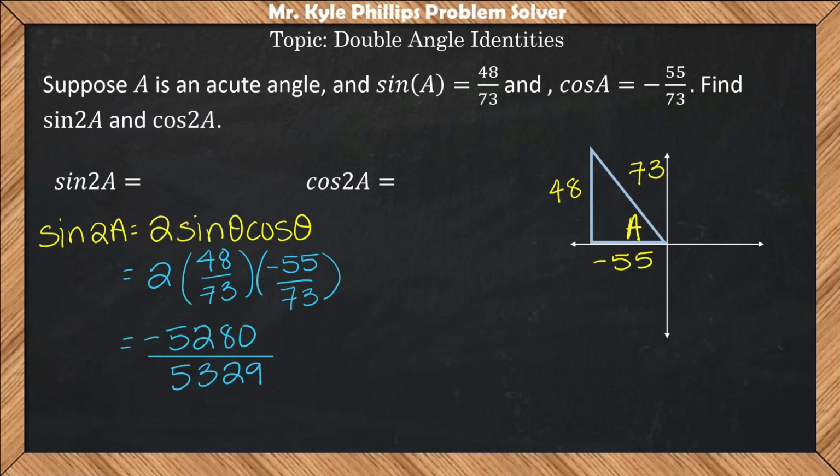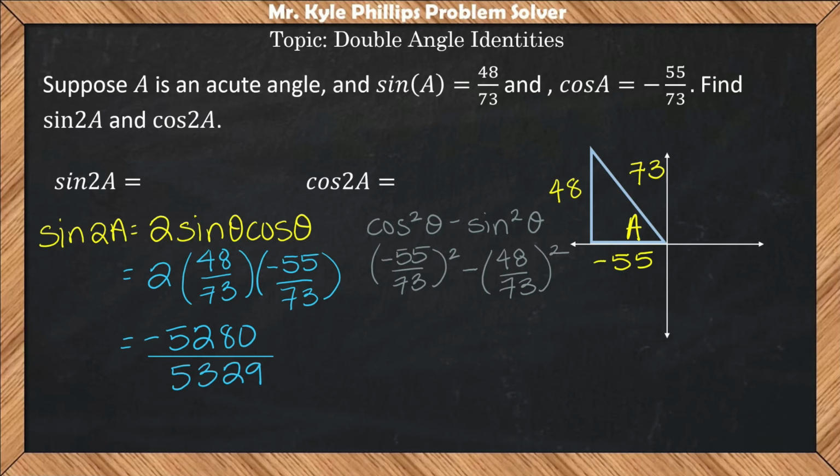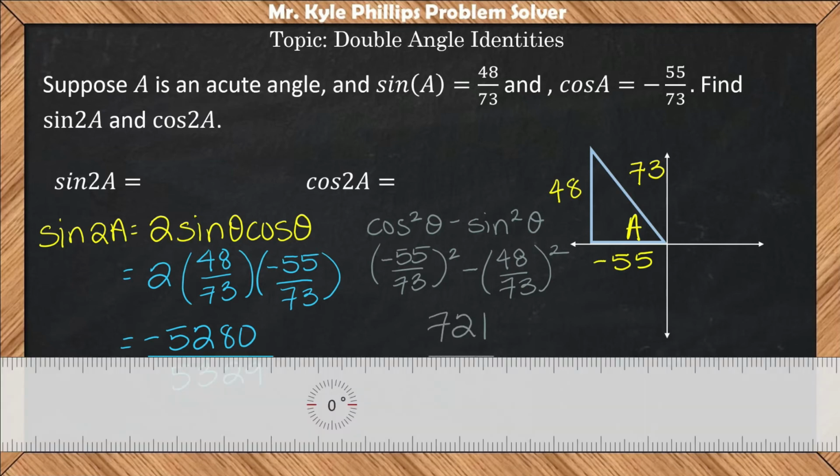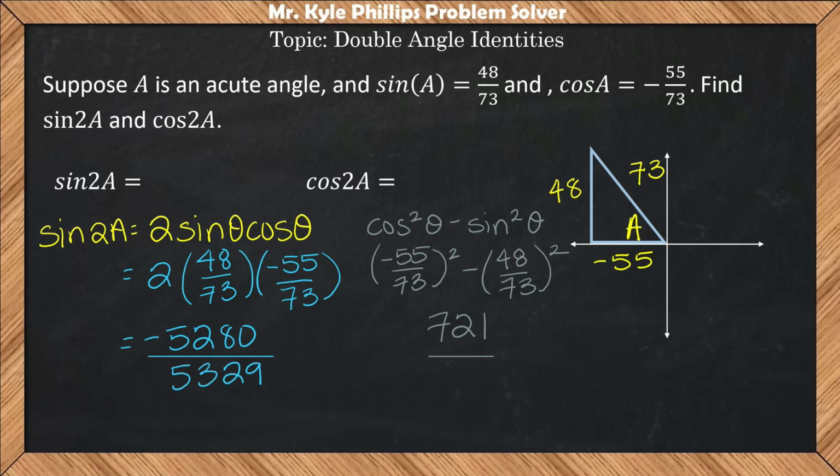Cosine of 2a is going to be cosine squared minus sine squared. So these ratios were given to us in the problem. So cosine is negative 55 over 73. We'll square this and we'll subtract sine, 48 over 73. So here we have negative 55 squared minus 48 squared, and that's going to give us 721, and that's all going to be over 73 squared, which is going to be 5329.